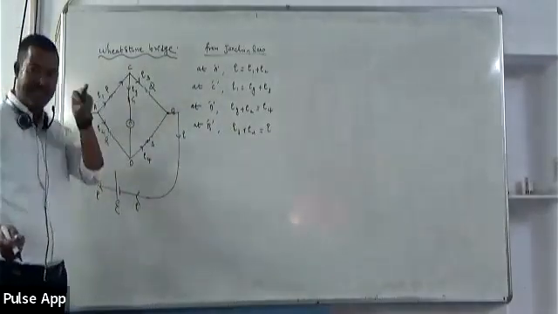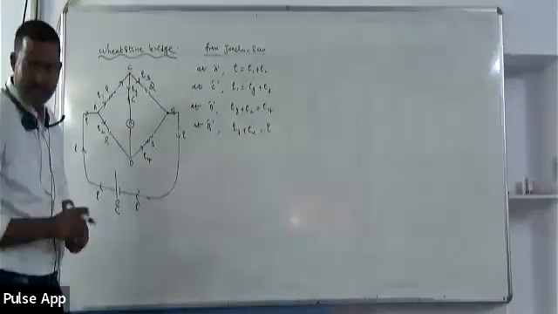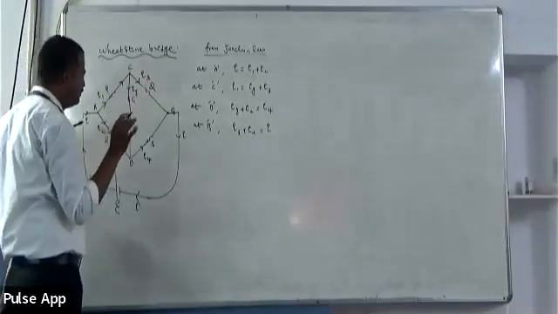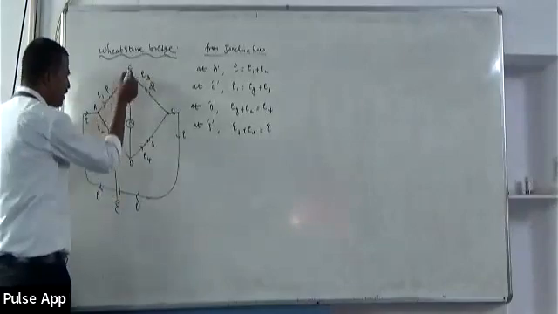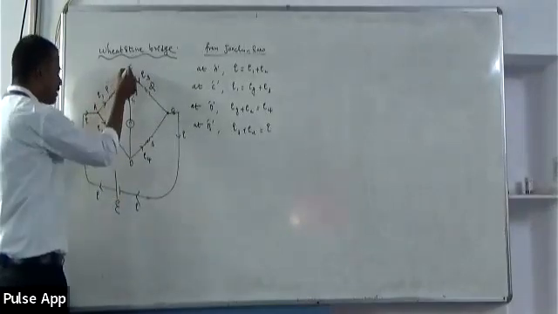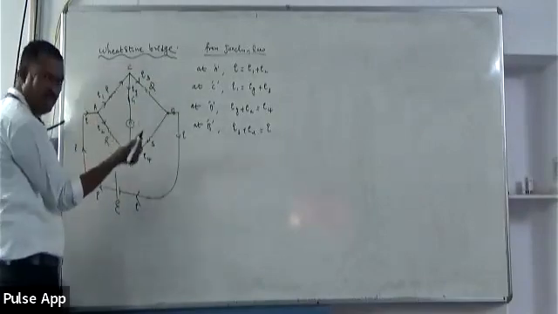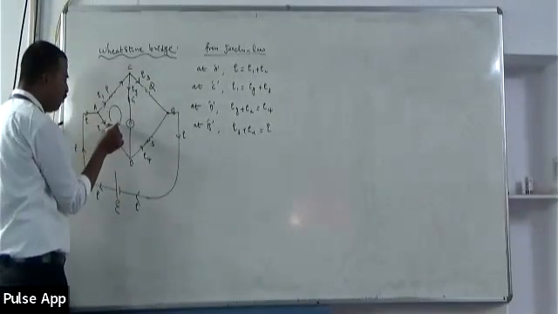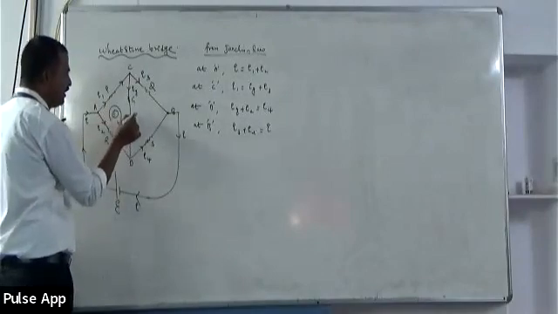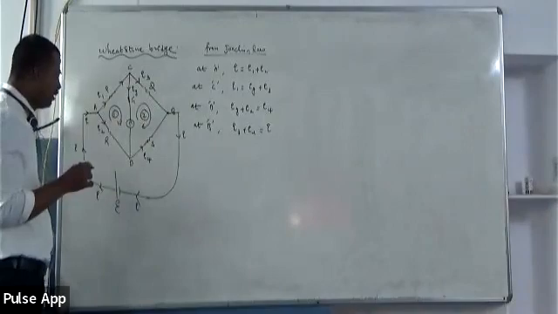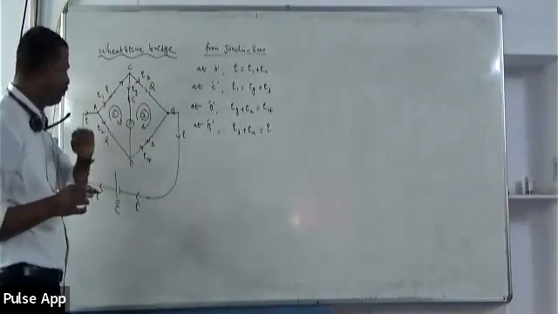Now we'll apply Kirchhoff's second law, that is the voltage law. So what does voltage law mean? First we will apply it something like this. We'll see A, C, D, A. A, C, D, A is one loop. I will take loop 1, and this is something like loop 2. Okay, loop 1, loop 2.